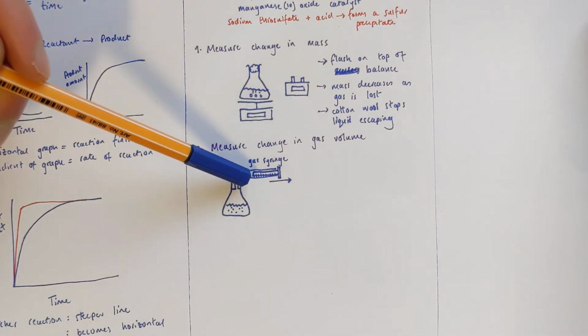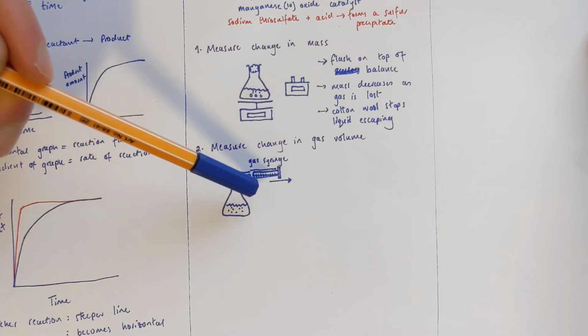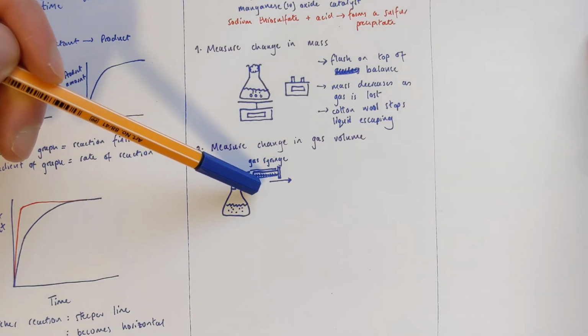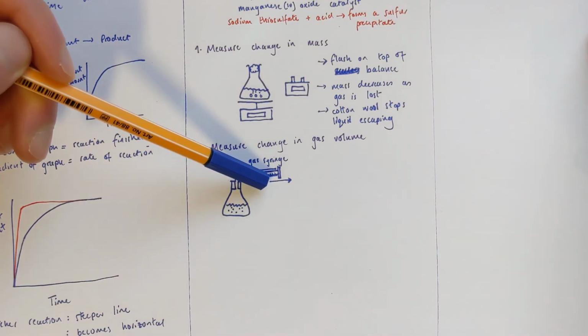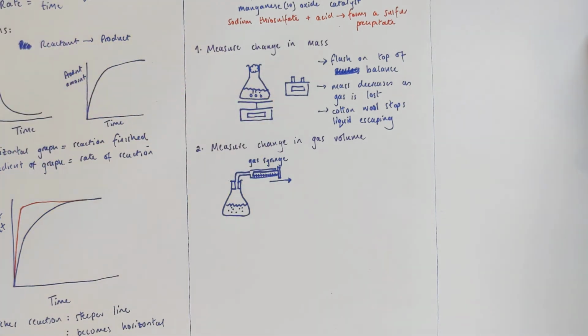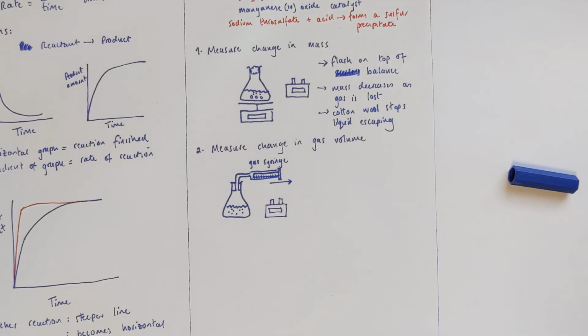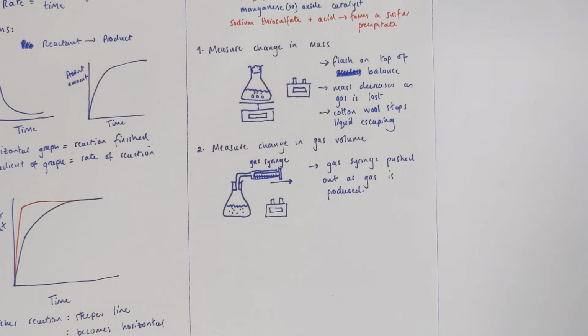So as the gas is produced, the plunger is going to be pushed out, and there's a little scale on the side of the syringe that will tell you the volume of gas that has been produced and that's pushed the syringe out. So again, with a stopwatch, you could take a reading every 30 seconds or so, check how much gas has been produced, and then plot your results in a table. So the gas syringe is pushed out as gas is produced.